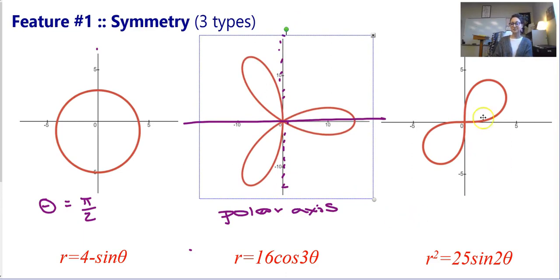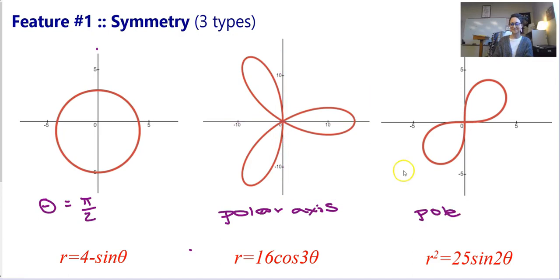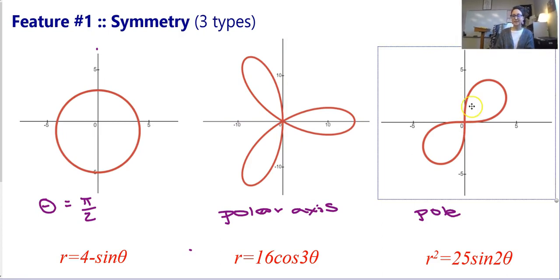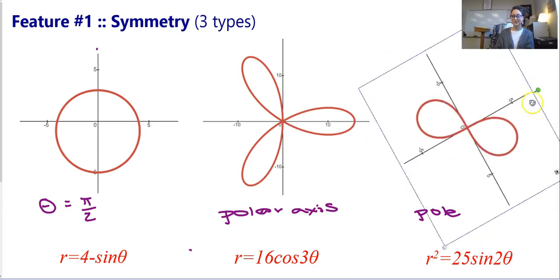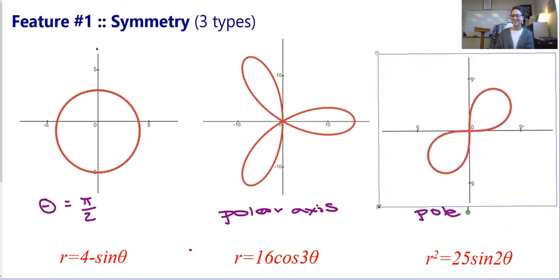Okay, I'm going to force a pause on your screen. You decide which symmetries this last graph has. All right, this last one is only symmetric with respect to the pole or the origin. Again, right now I've got a loop in quadrants 1 and 3. If I rotate this, let's see if I can do that, I still have a loop in quadrants 1 and 3, so this looks good.